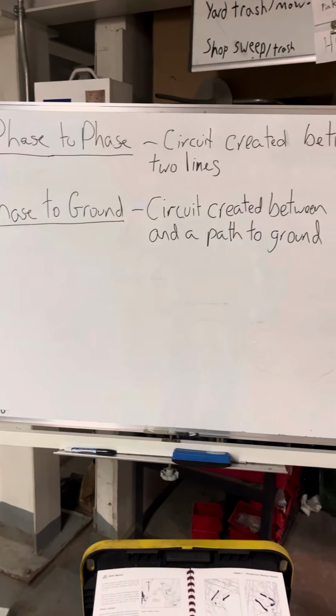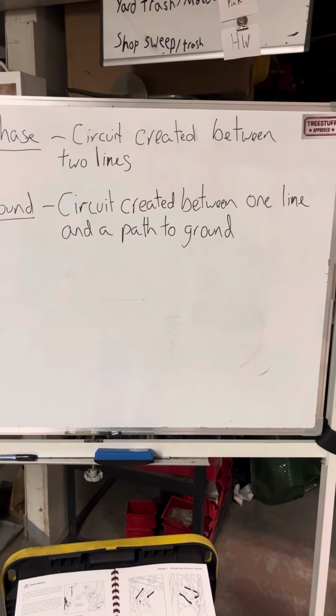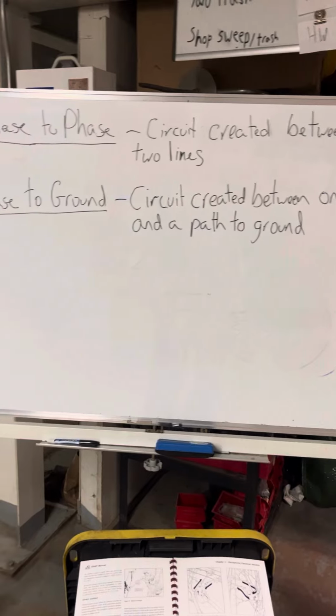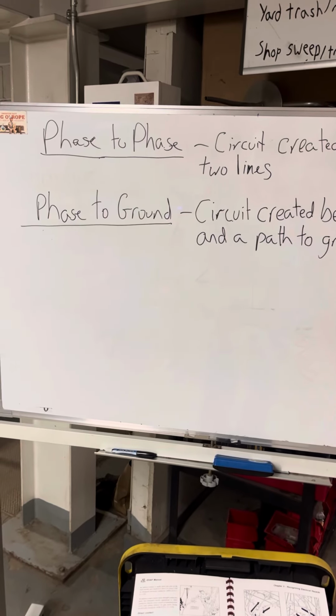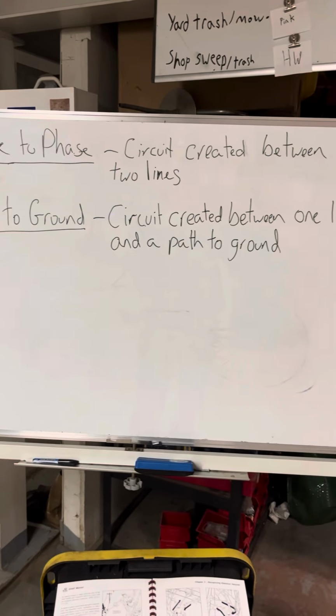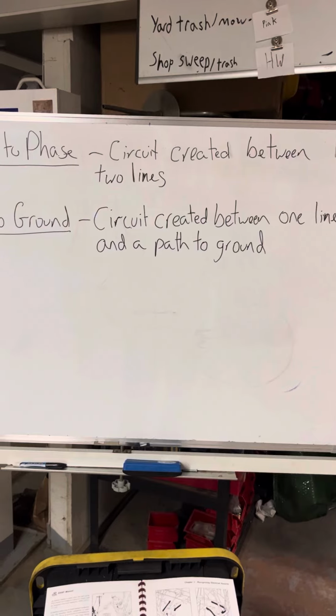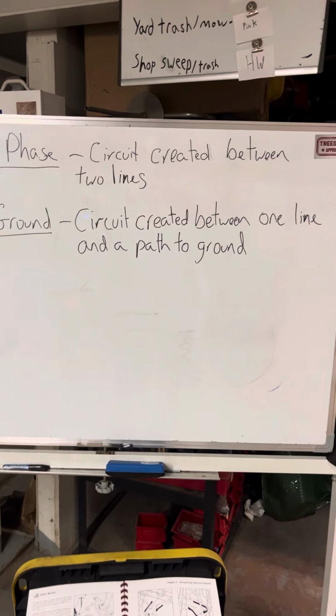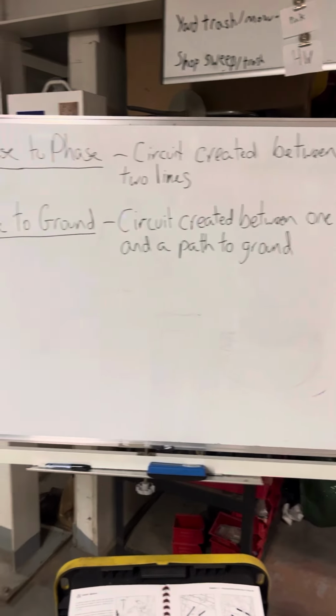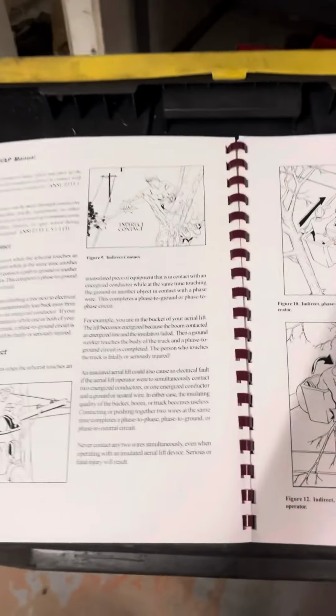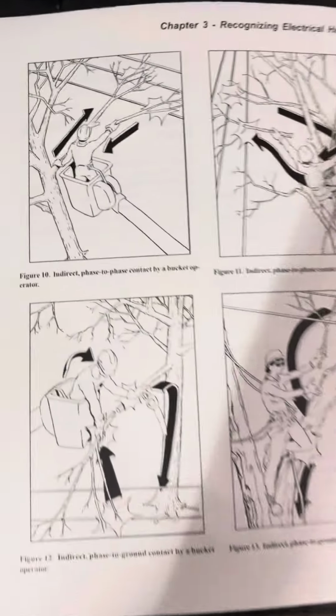Phase to ground is when a circuit is created between one line and a path to ground, allowing the electricity to go straight to the ground, so creating a line there. So that's phase to phase, phase to ground. And how that correlates with direct and indirect contact is in a few examples here.